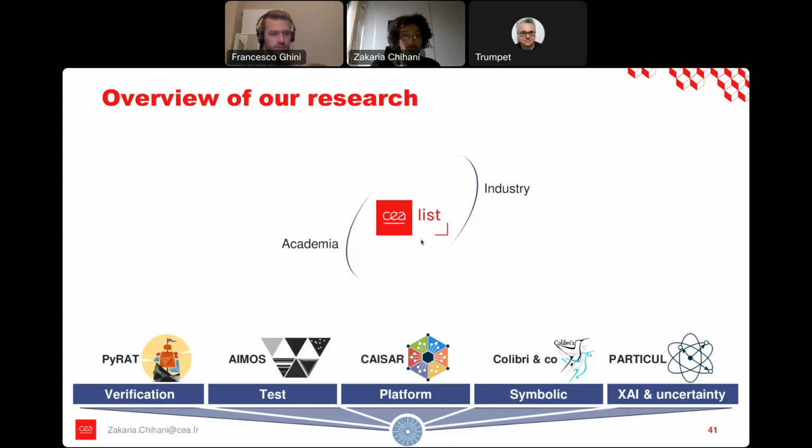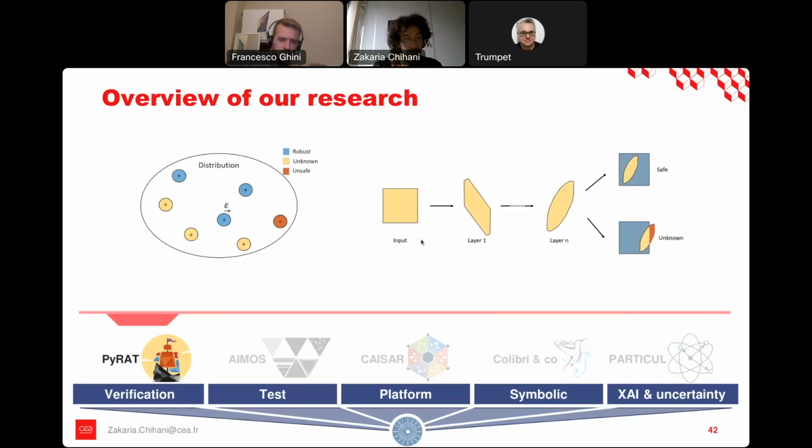Our research is organized into five main pillars, which are verification, test, and a platform to collect the tools that are related to characterization of trustworthiness. We also deal with symbolic AI and with explainability and uncertainty. So I'm going to briefly go through all of these.